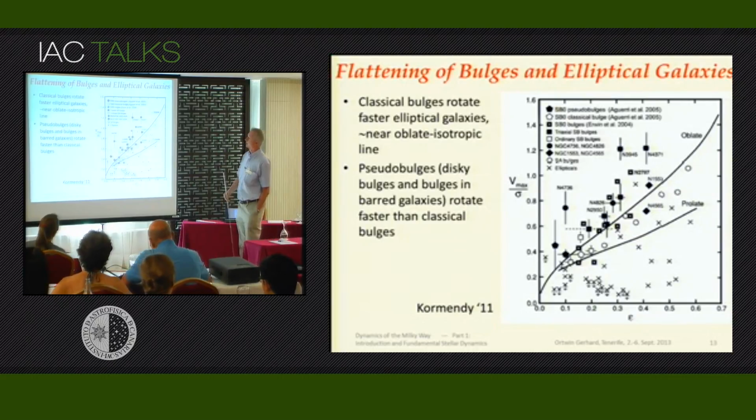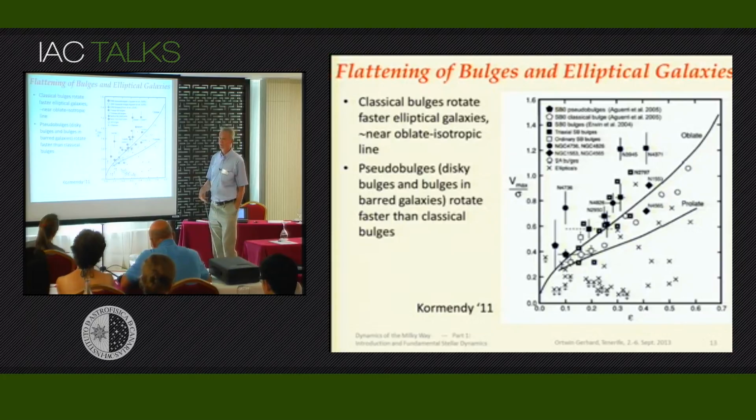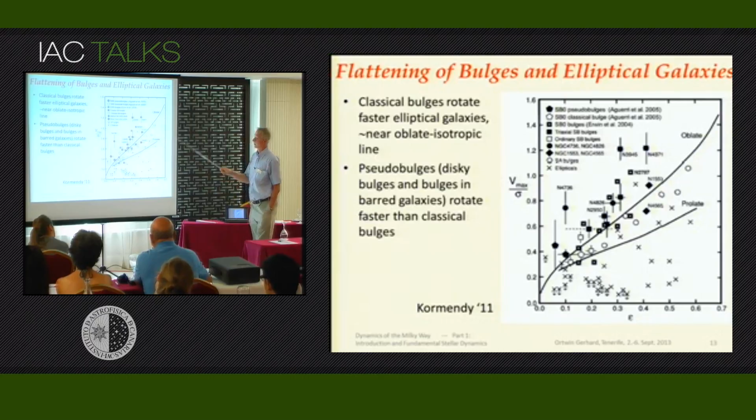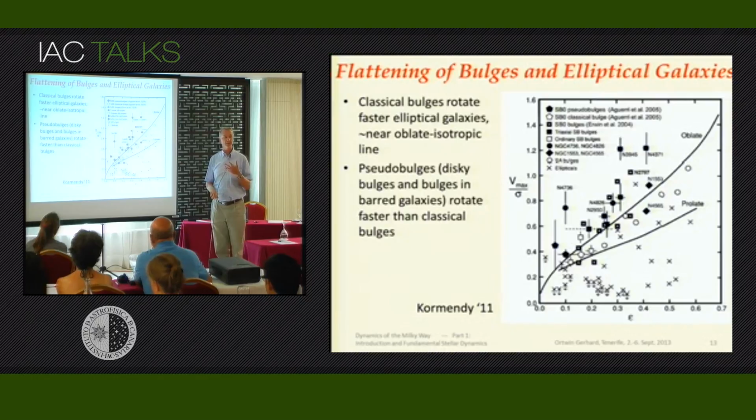There's various kinds of bulges on here, the so-called classical bulges, which one supposes are made by mergers. That's the open circles. And then there's what Kormendy calls the pseudo bulges. We heard about that yesterday already. So those are the ones that one presumes are made from the disks of the galaxies in which they live. And you can see that the classical bulges rotate faster than the elliptical galaxies in this plot, and the disk-made bulges, they're sort of up here, they rotate faster than the classical bulges. So that's one thing you can use the tensor virial theorem for.